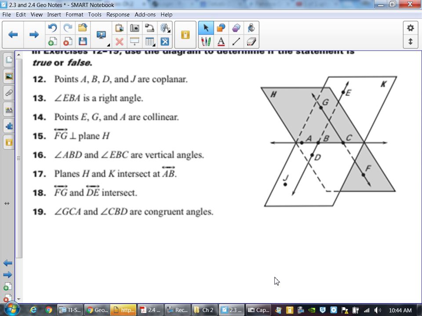Now, if you look at it, what this diagram really looks like is just the intersection of two pieces of paper, really.